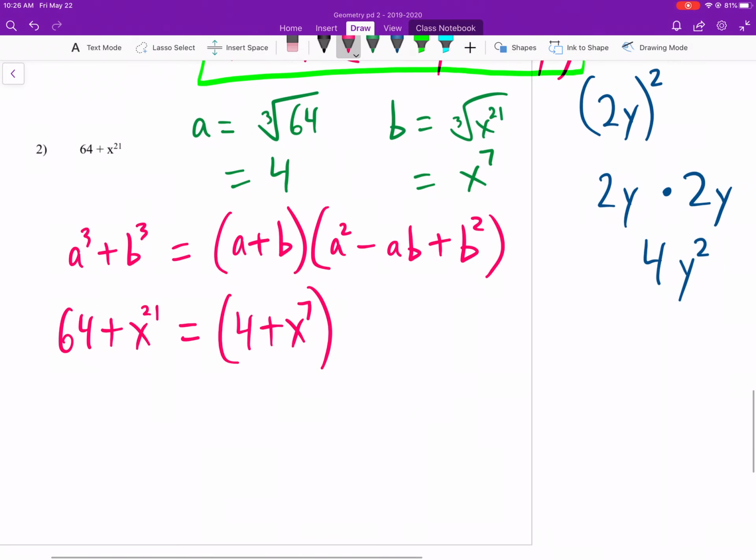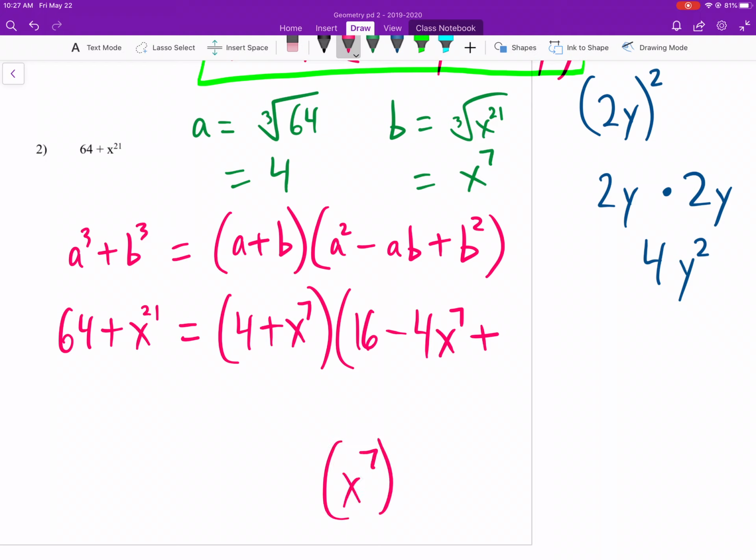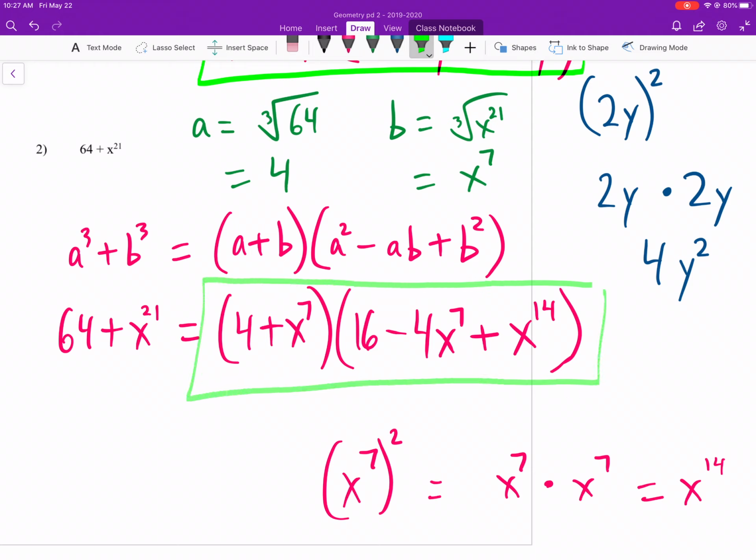Times A squared. A squared would be 4 times 4, so that would be 16, minus AB, so 4 times x to the 7th, which is just 4x to the 7th, plus B squared, which is x to the 7th, and we're going to square that. Remember what that is: x to the 7th times x to the 7th, which is x to the 7 plus 7, 14. And we're done.